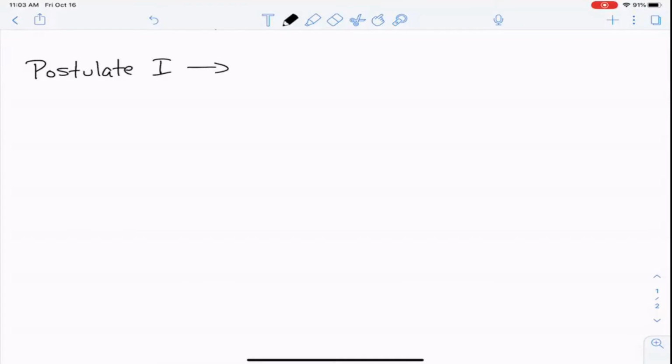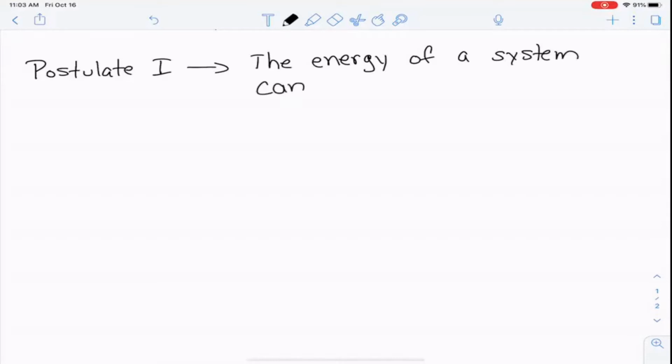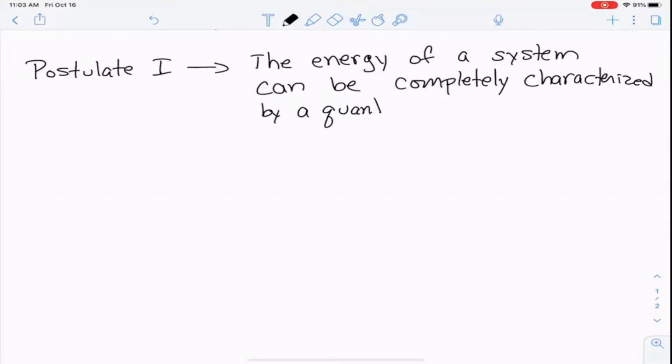And so postulate 1 in thermodynamics is that the energy of a system can be completely characterized by a quantity called the internal energy.